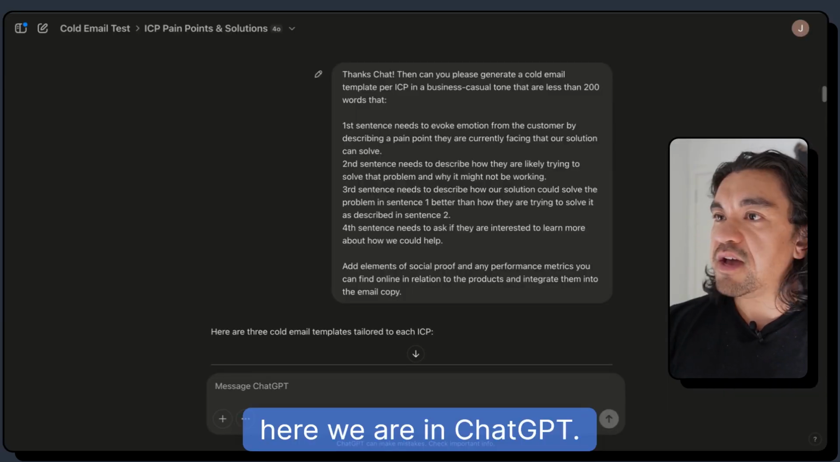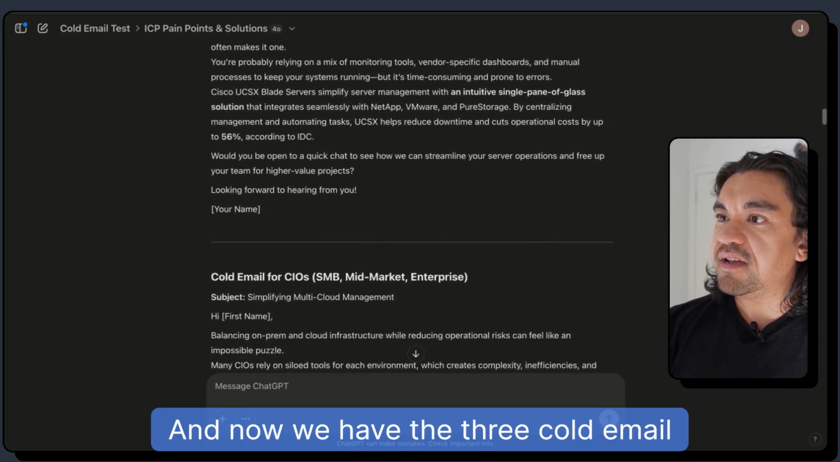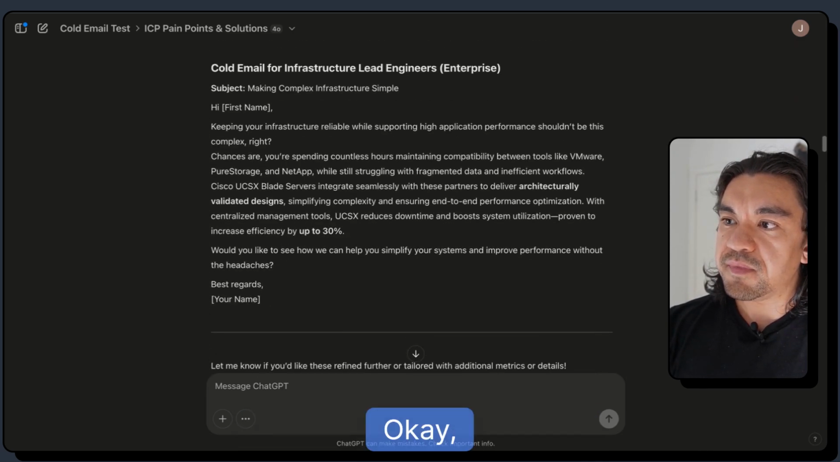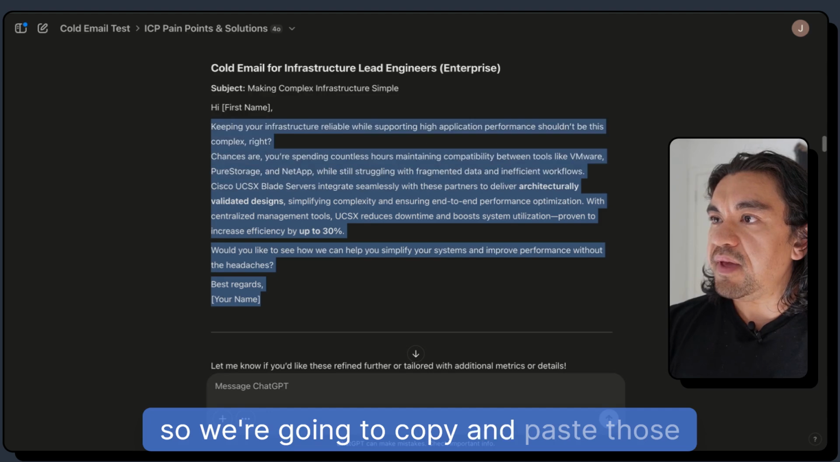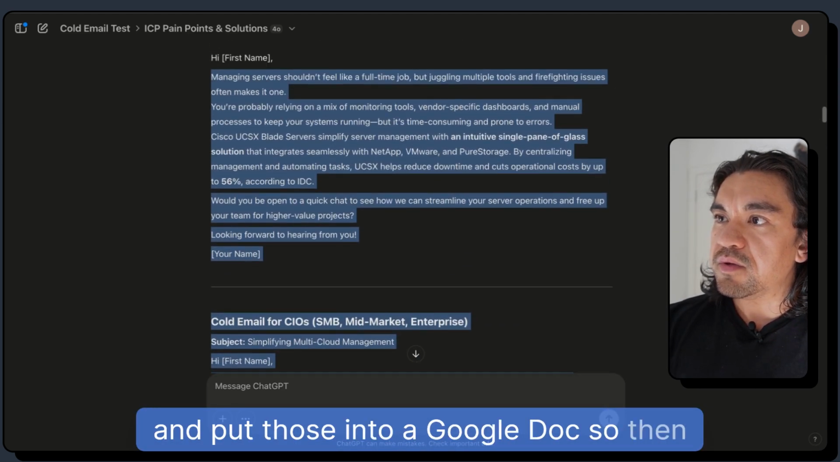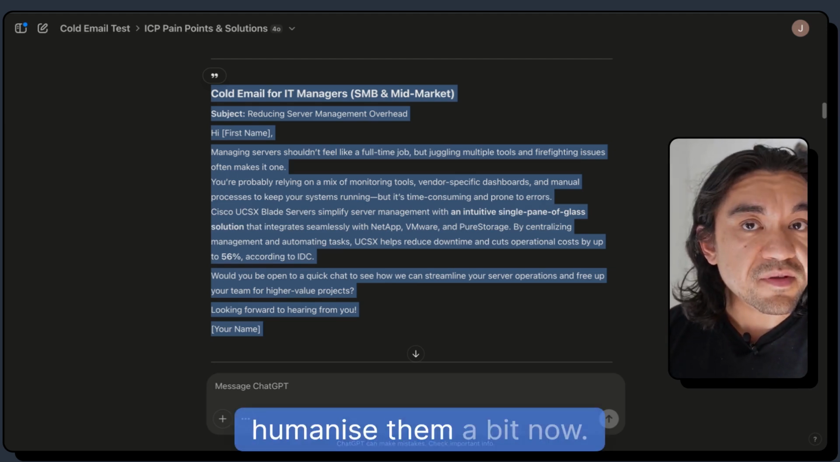Here we are in ChatGPT. I've put that prompt here, and now we have the 3 cold email templates based on the main ICPs. Okay, so we're going to copy and paste those and put those into a Google Doc, so then we can edit them, simplify them, humanize them a bit now.